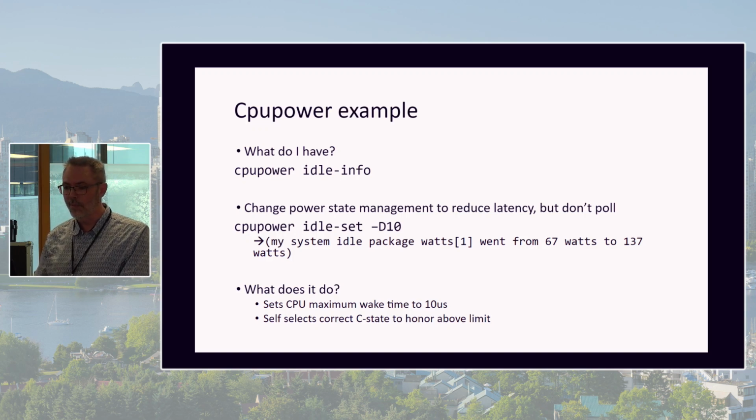So if I give it the command cpupower idle-set -D 10, it's saying, I would like you, Mr. CPU, or Mr. Platform, to keep your CPUs awake so that they have no worse than 10 microseconds of wake latency. So that's what that command does. When I ran that command on my Sapphire Rapids system that I have sitting back in the lab, my power utilization went from idling away at 67 watts to idling away at 137 watts, right? Just that one little command to say, sleep less, right?